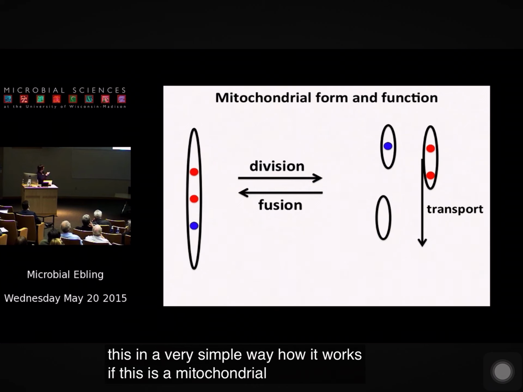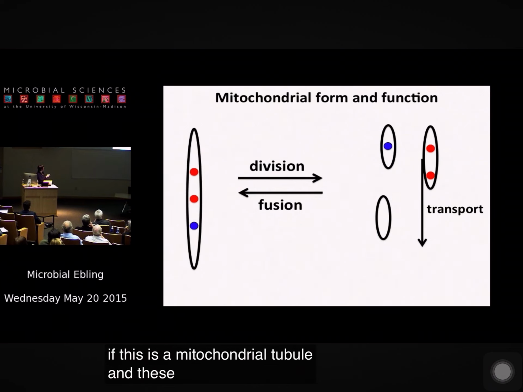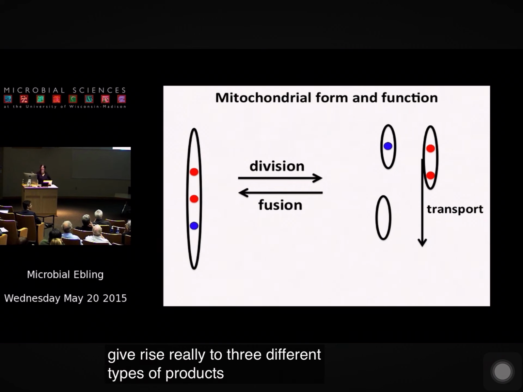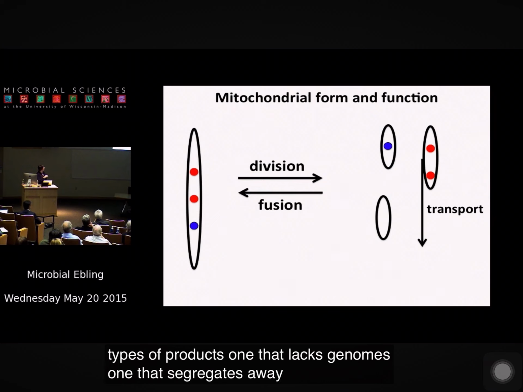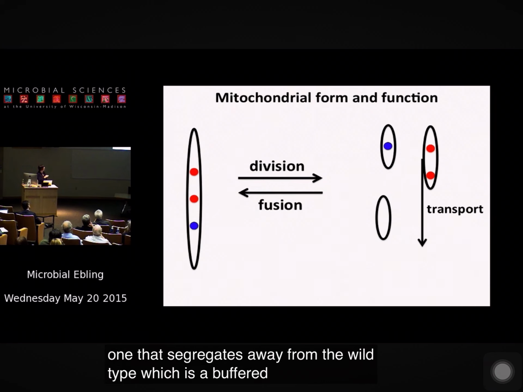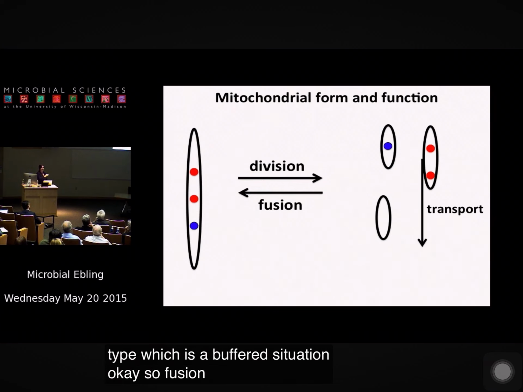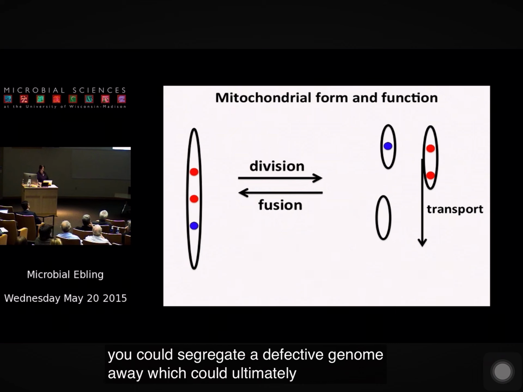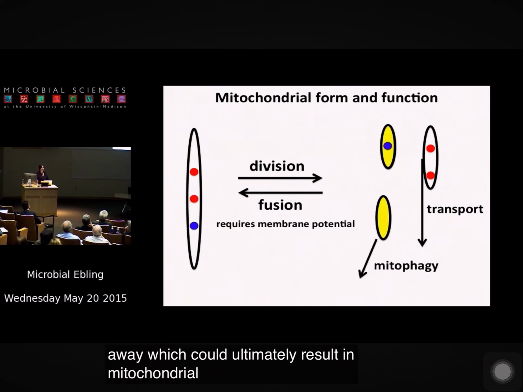If this is a mitochondrial tubule, and these red dots are wild-type mitochondrial chromosomes, and the blue is a mutant, you can see division could give rise to three different types of products. One that lacks genomes, one that segregates away from the wild type, which is a buffered situation. Okay, so fusion buffers problems. You could segregate a defective genome away, which could ultimately result in mitochondrial dysfunction and loss of membrane potential.